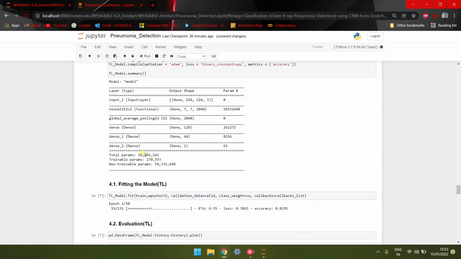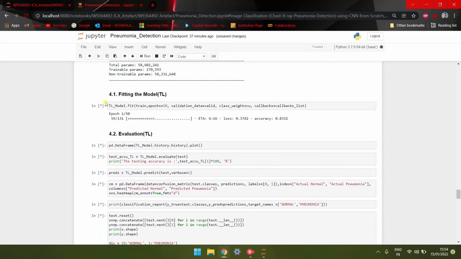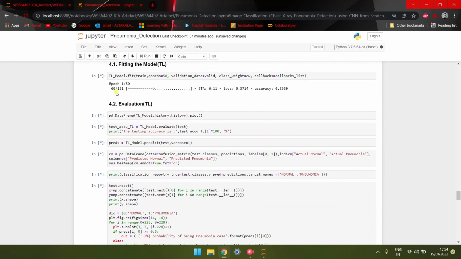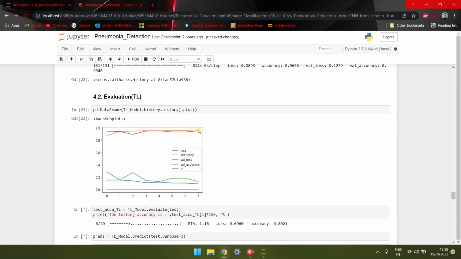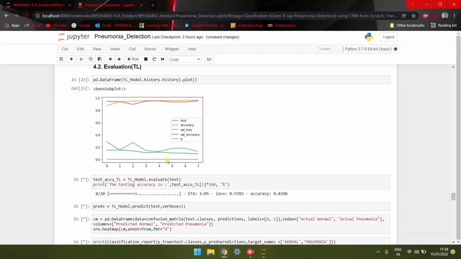So the total parameters are about 58 million, and trainable parameters are just about 2 lakhs, 2,70,000. So the rest we need to do by conversion. After that, we need to fit our model by performing epochs. Each epoch's estimated time is about 6 minutes. So there are 8 epochs.